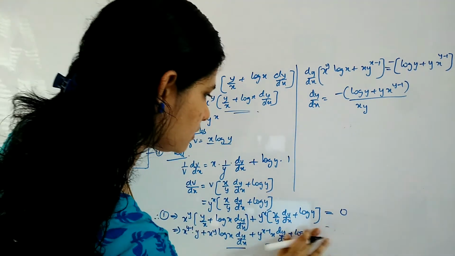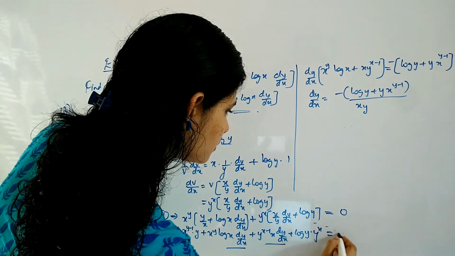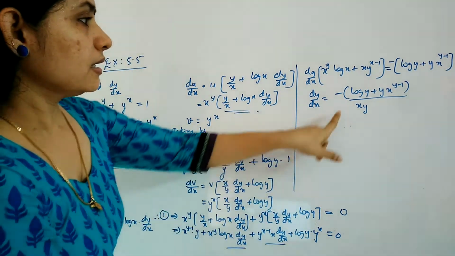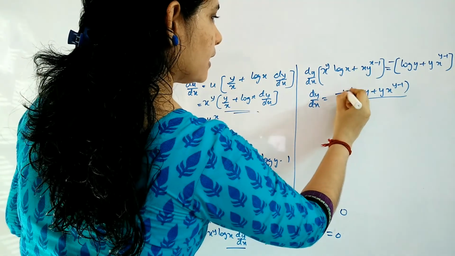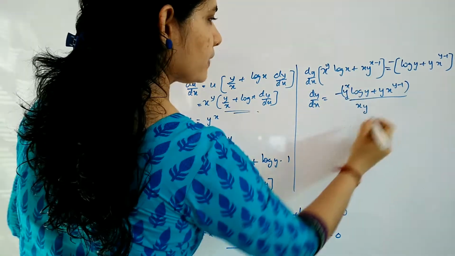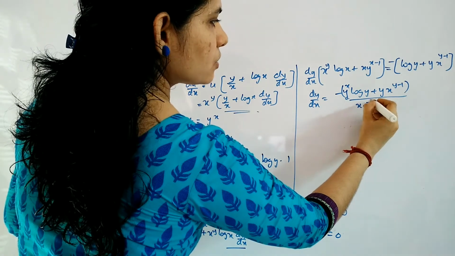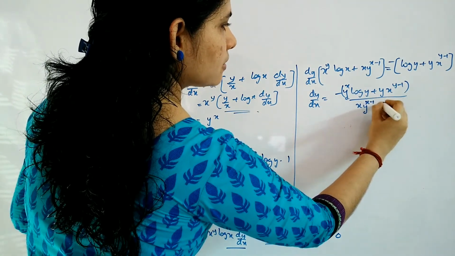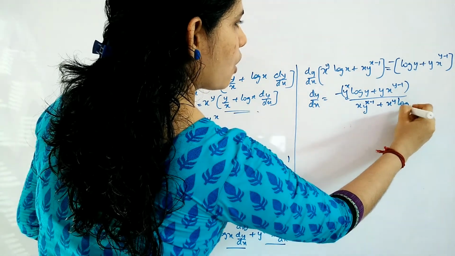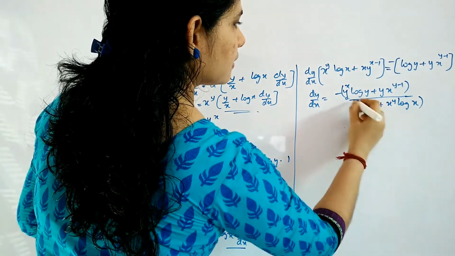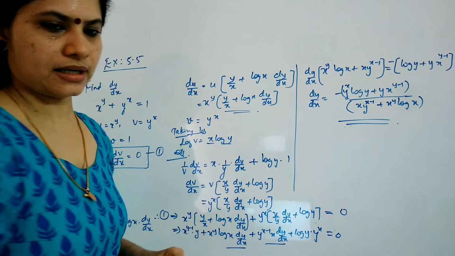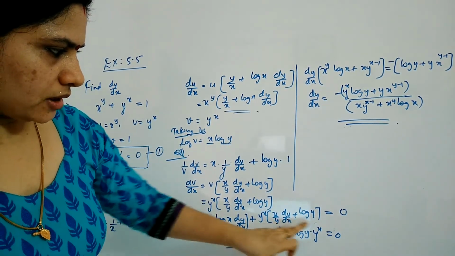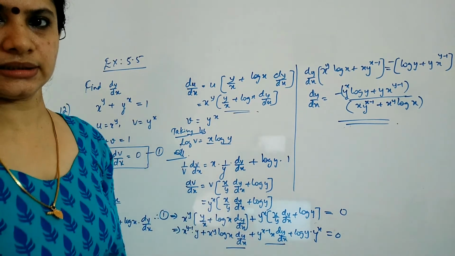okay, here you have a term as y raised to x also, right? So this will contain y raised to x also, x y raised to x minus 1 plus x raised to y log x. Okay, this is your final answer. Clear?